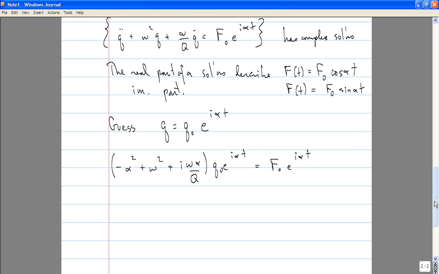So then we immediately see that we have a solution, provided Q naught is equal to F naught divided by minus alpha squared plus omega squared plus i omega alpha over Q. So this is the complex amplitude of the oscillation.